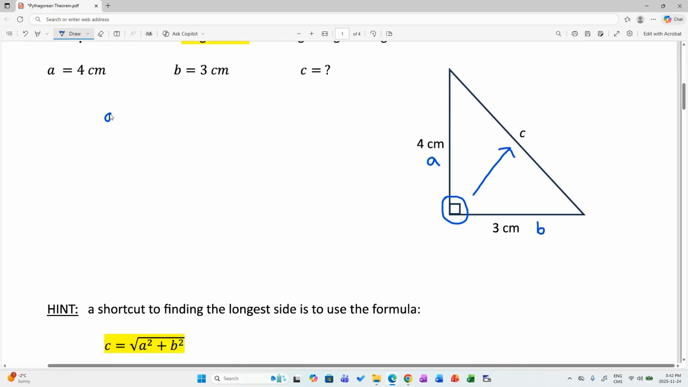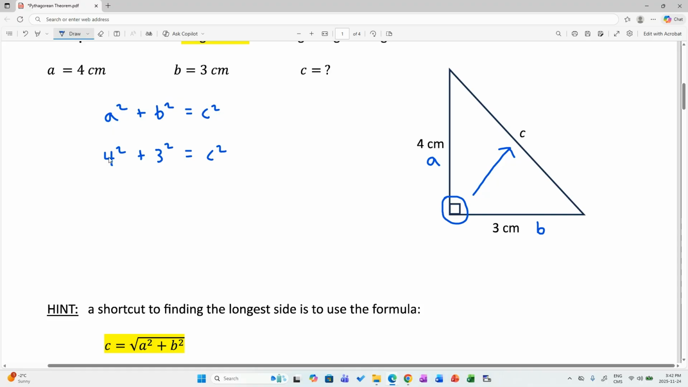So in this case, let's write it out first. A squared plus B squared equals C squared. A in this case is 4. So instead of writing A squared, I'm going to write 4 squared. B in this case is 3 centimeters. So instead of writing B squared, I'm going to write 3 squared. So I have 4 squared plus 3 squared equals C squared.